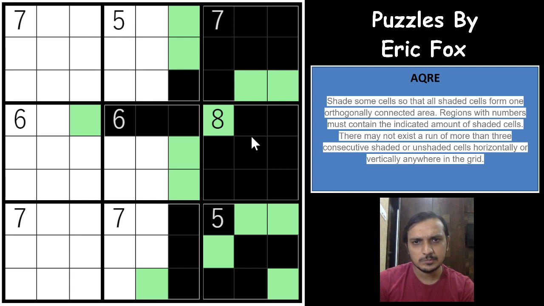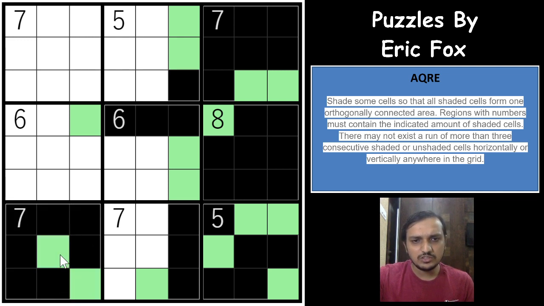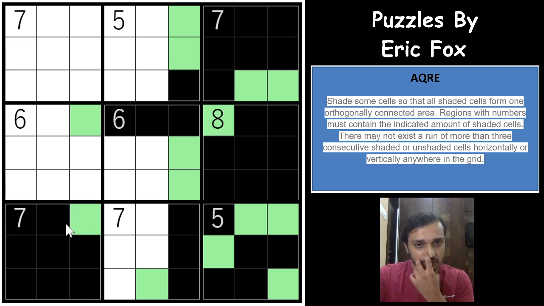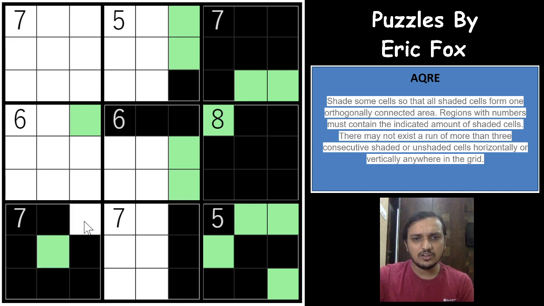Okay, very easy logic again that we missed here, is that for the 7 here we know that 2 cells will be unshaded. It surely will have to be in 2 different rows, right? So it cannot be in the same row, because then both of these cells will be unshaded in the 7 region.